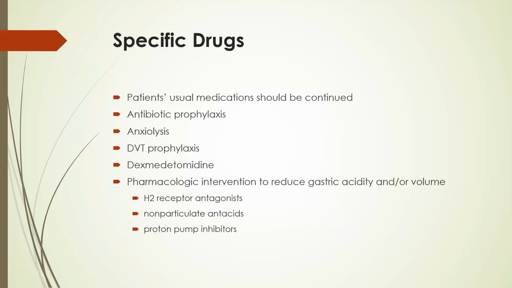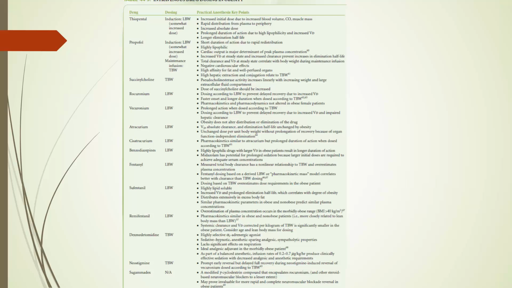Pharmacologic intervention with H2 receptor antagonists, non-particulate antacids, or PPIs will reduce the gastric volume, acidity, or both, so reducing the risk and severity of aspiration pneumonitis. So you should definitely think about using those if you have any suspicion of problems.